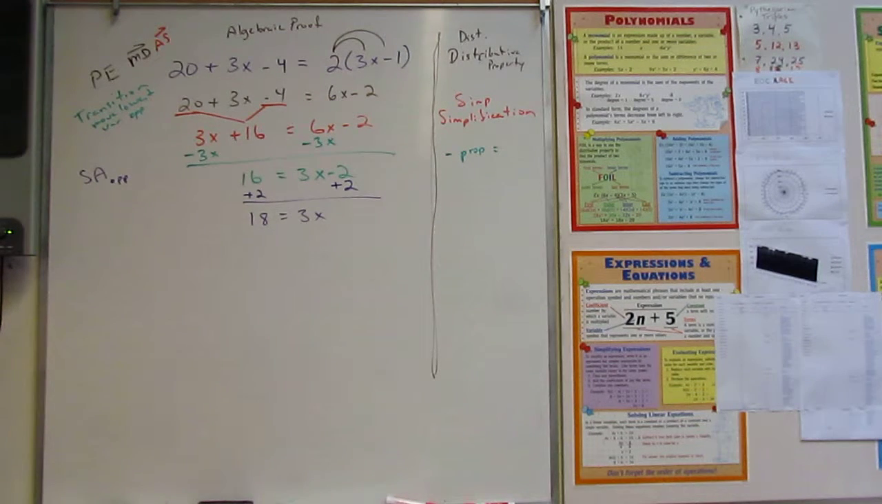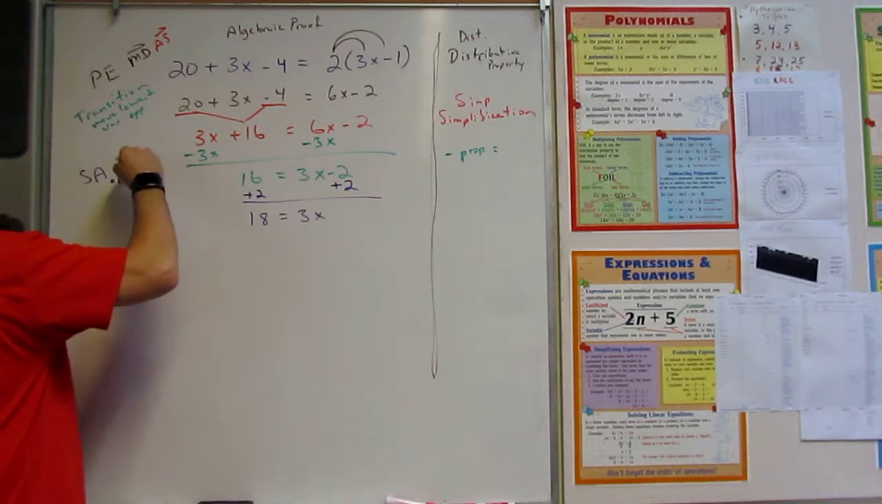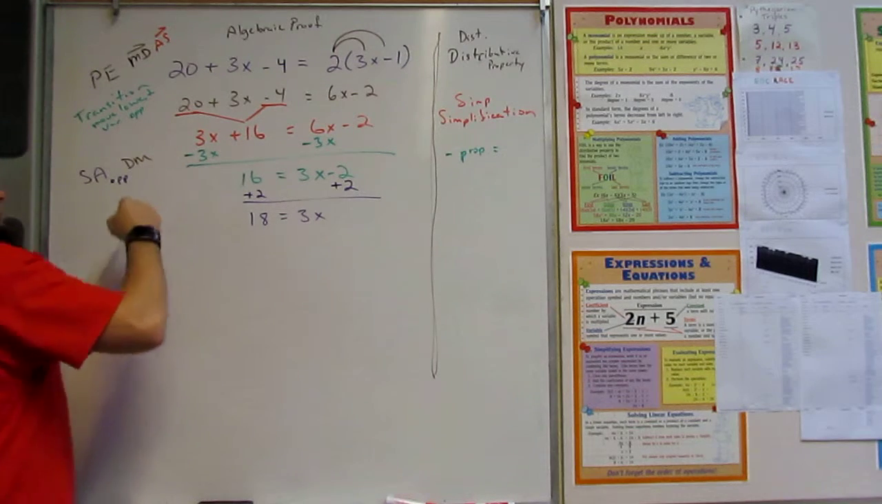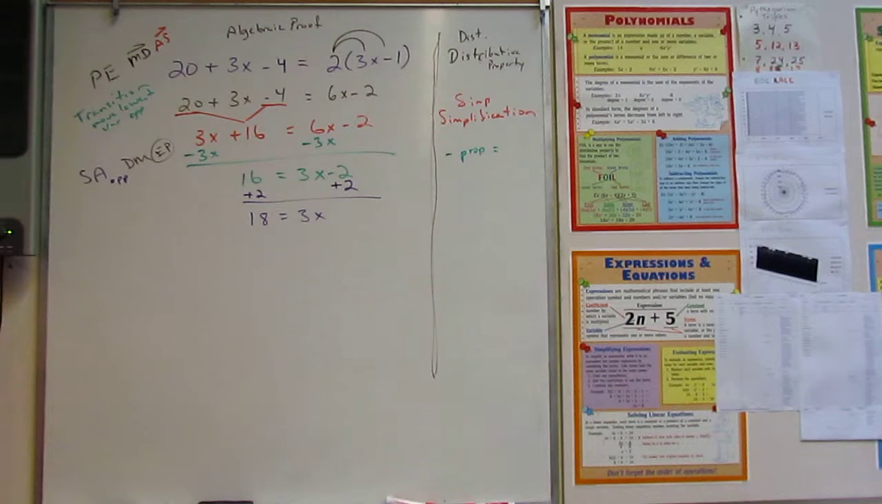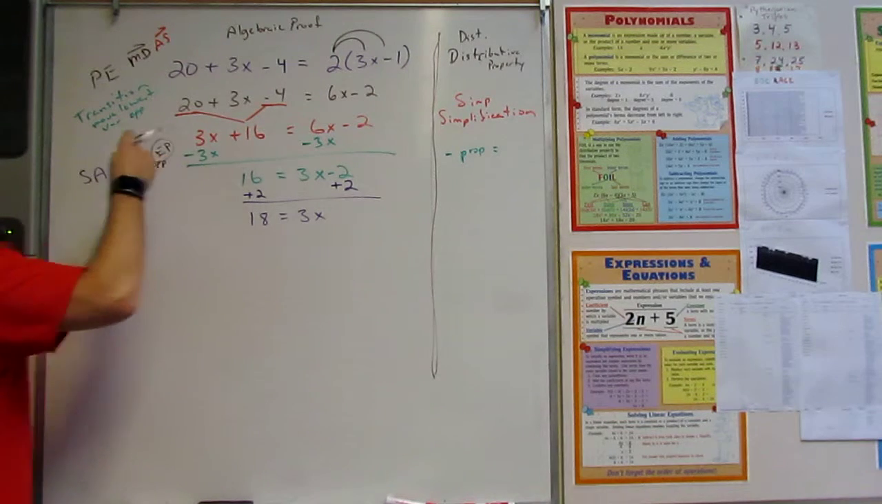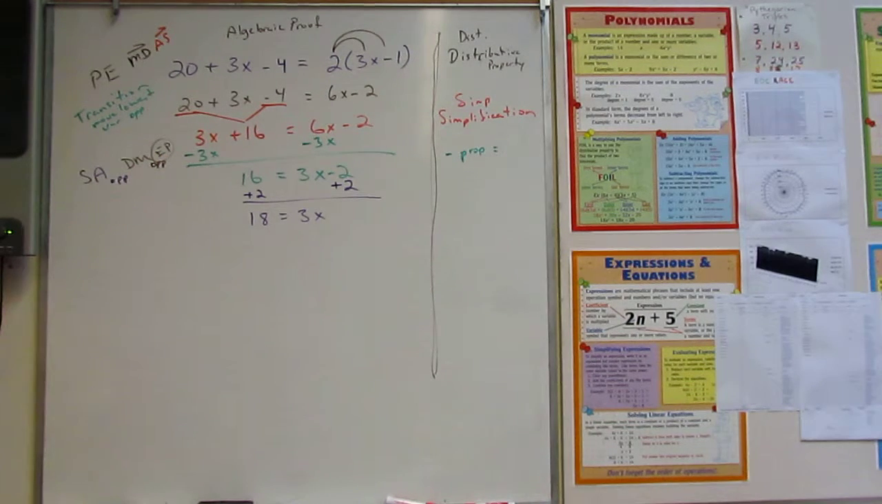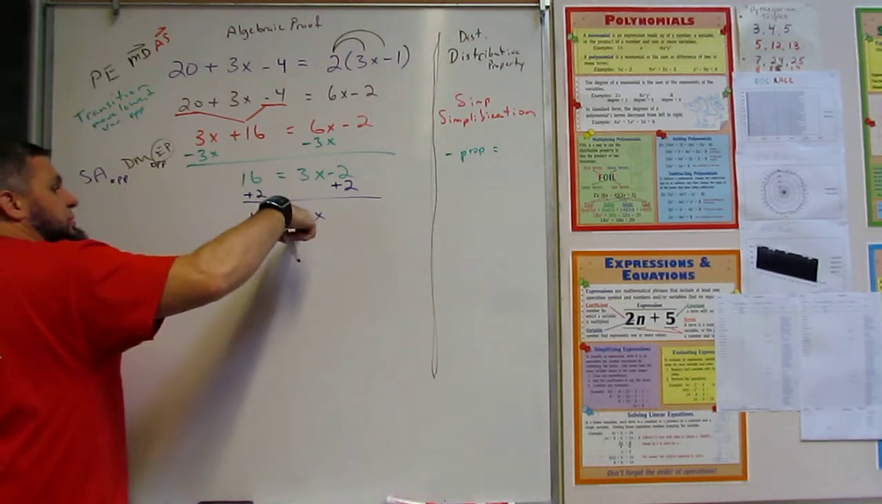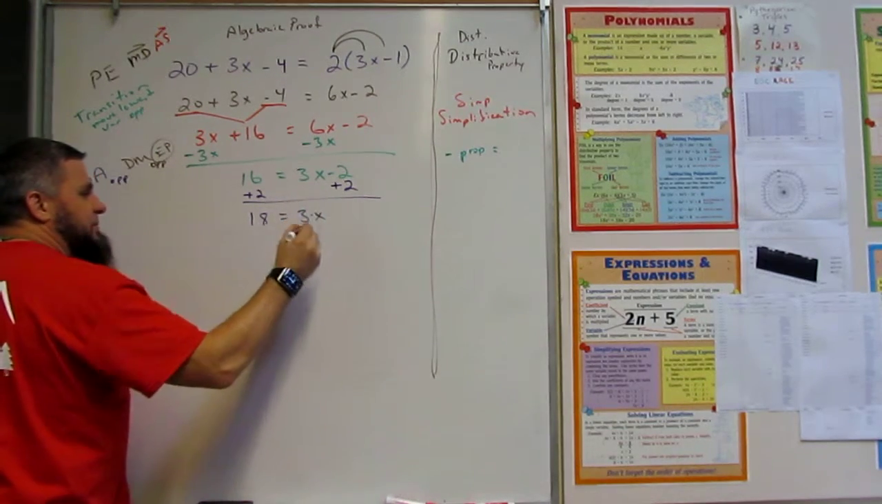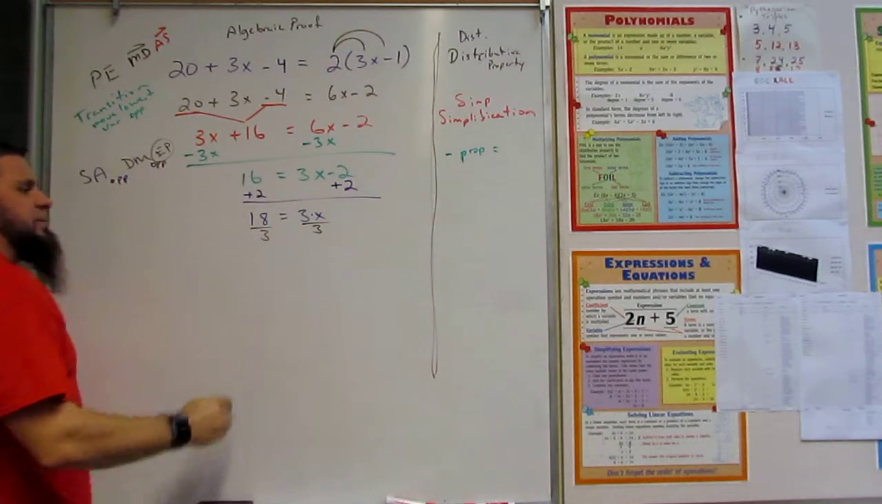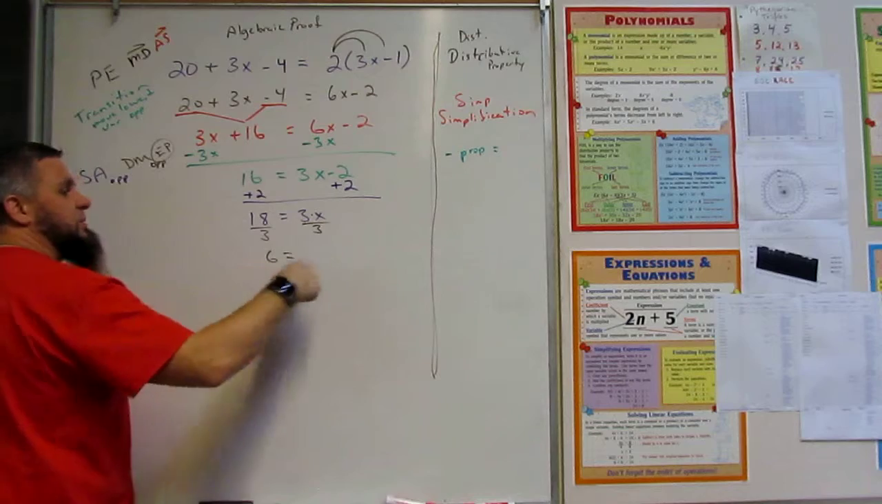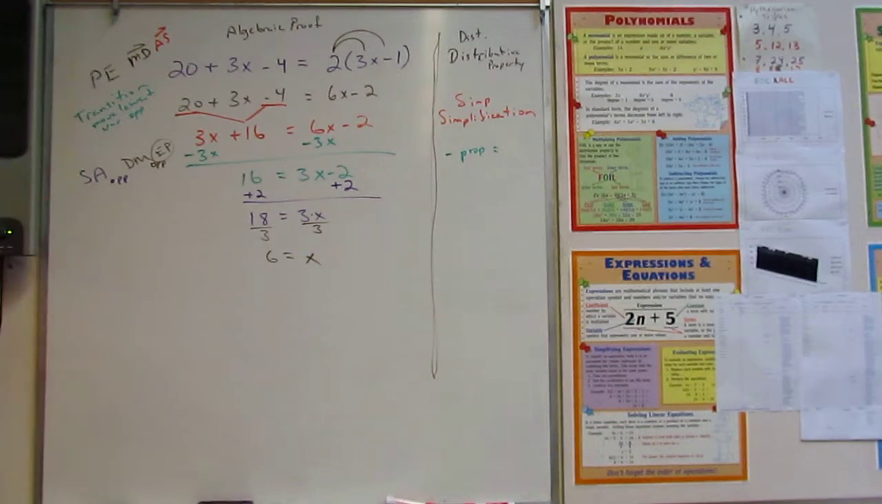Good. So DM, SADMAP, right? We very rarely get to the EP part. But we do the SA and the DM a lot. And this is, again, OPP. So, I got to do the opposite. Since this is timesing, I'm going to divide by 3. But when I do to one side, I do it to the other. 18 divided by 3 is 6, and 3x divided by 3 is x. 6 equals x.